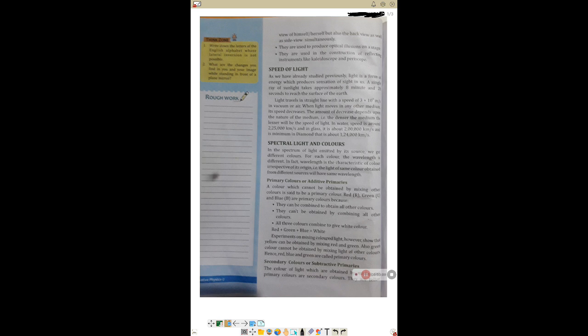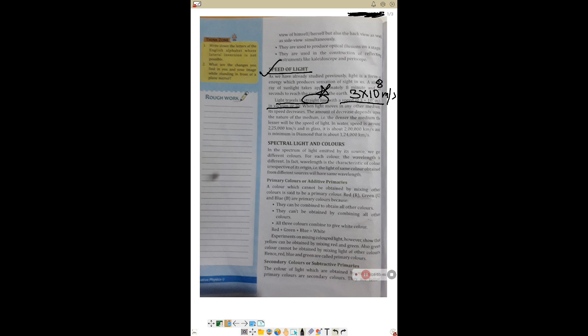You have been doing chapter number 4 for the last two classes. Chapter number 4, reflection of light at a plane surface, and we have completed till this topic called speed of light in our last class, isn't it? And we saw the speed of light. Light travels in a straight line, an important thing to be remembered, and it travels with the speed of 3 into 10 to the power 8 meter per second in vacuum or air.